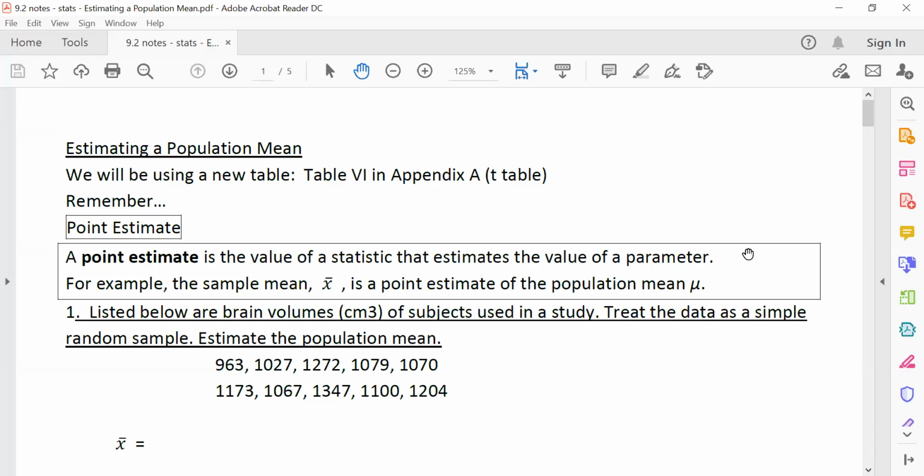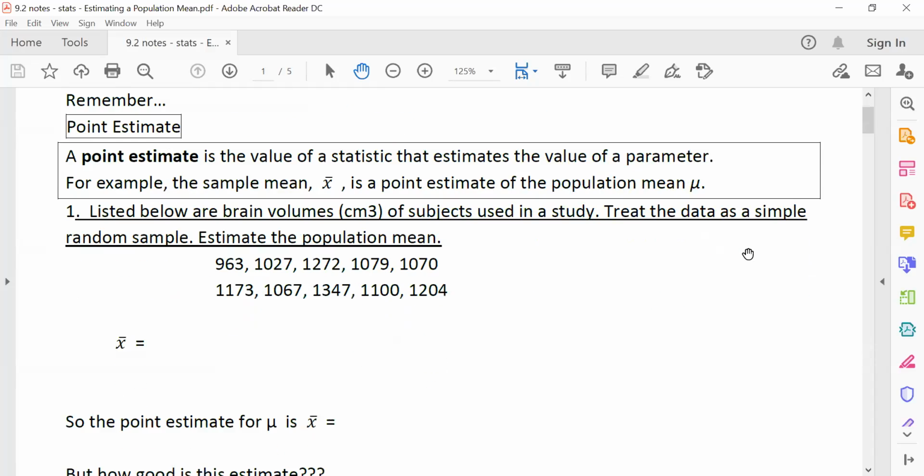So remember, we started this at the beginning of the last section. That was 2 weeks ago now. But a point estimate is a value of a statistic that estimates a parameter. So a point estimate is just a single statistic that's used to estimate the value of a parameter.